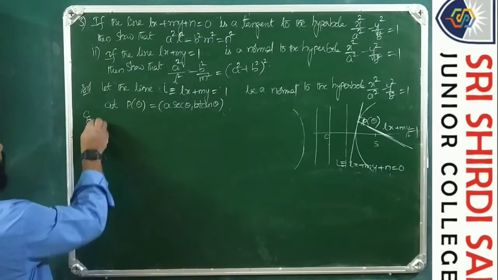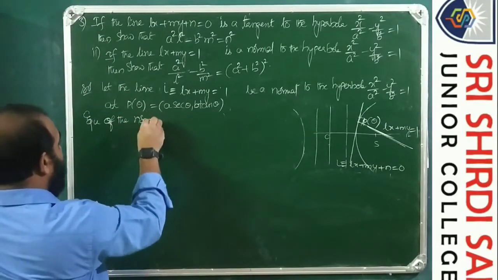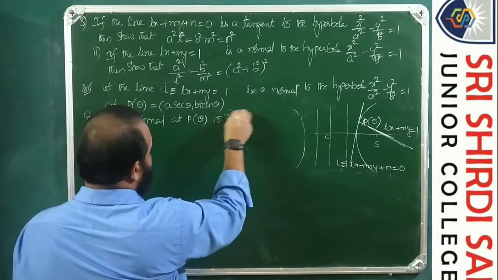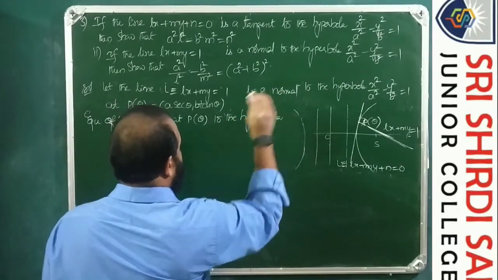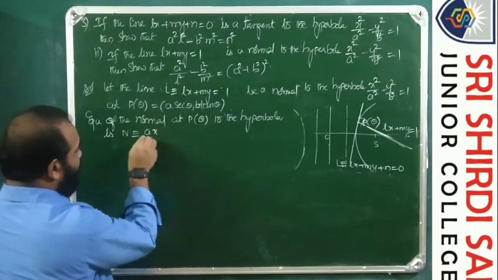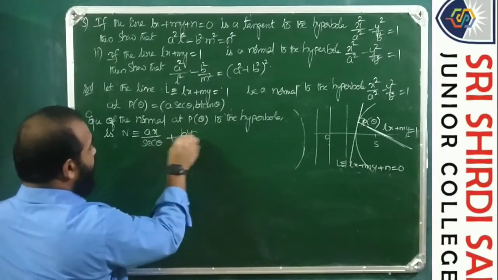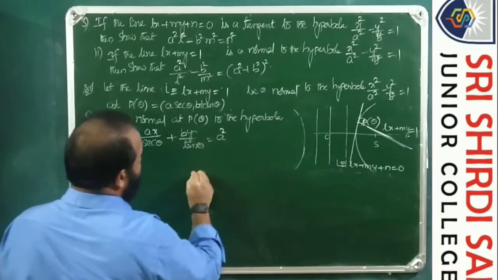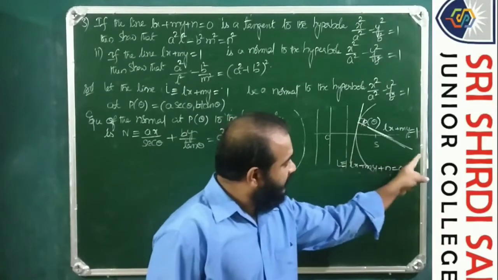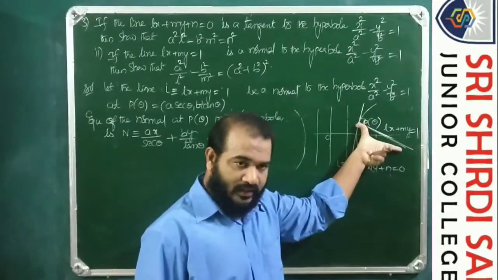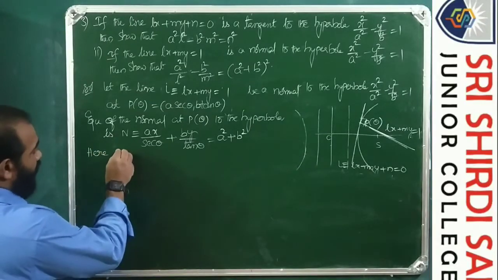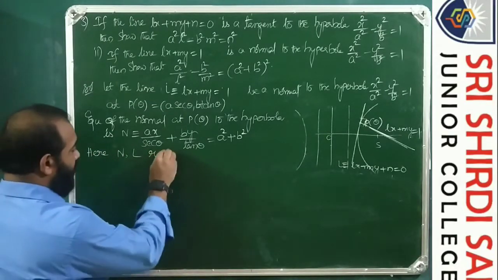So the equation of the normal at P theta to the hyperbola is ax by secant theta plus by by tan theta equals a square plus b square. Here Lx plus My equals 1 is the normal according to the question, so the same normal is this one we got at the parametric point. So both represent the same lines.